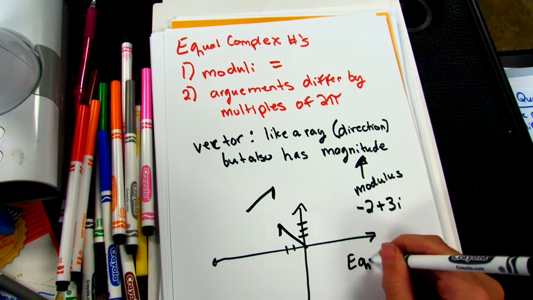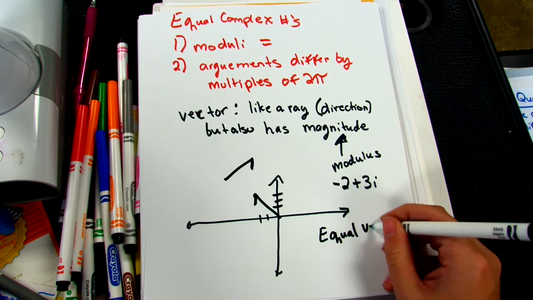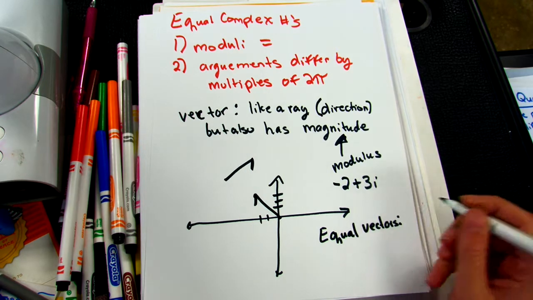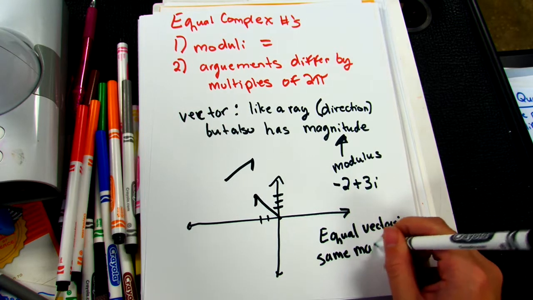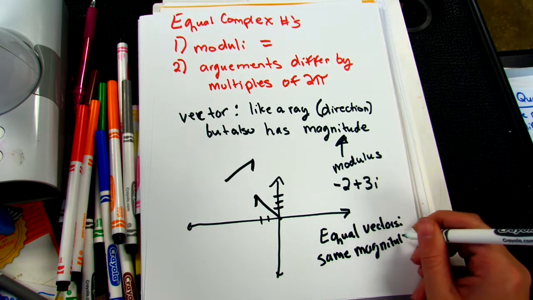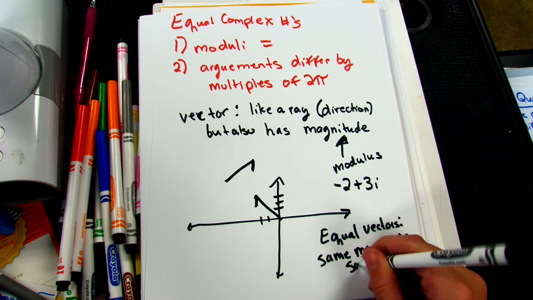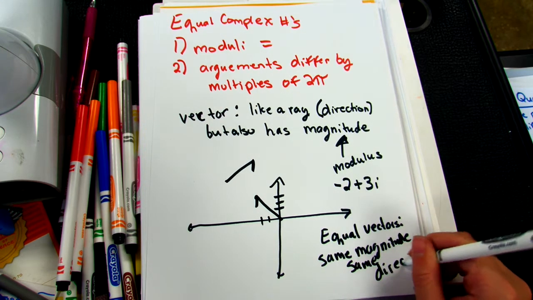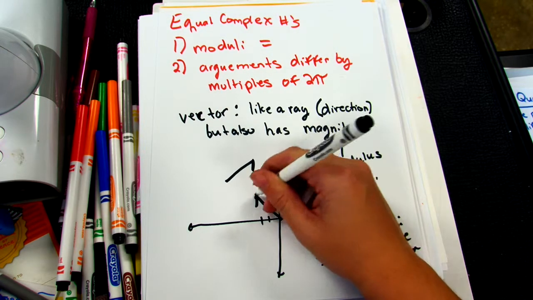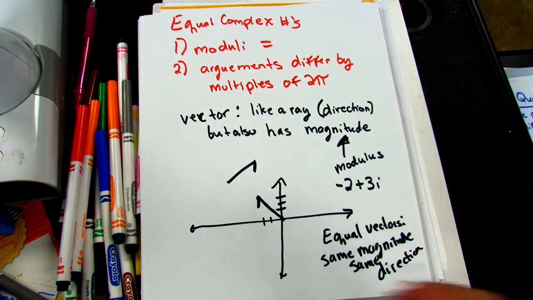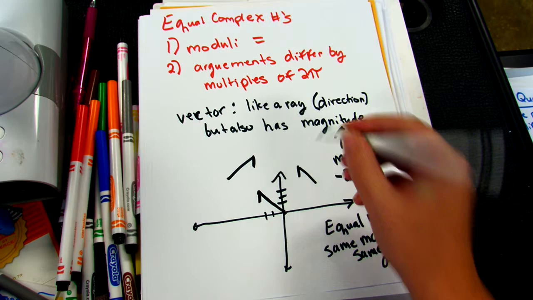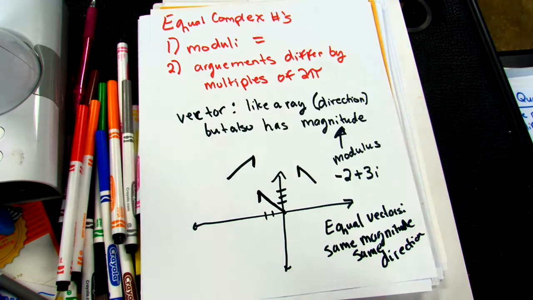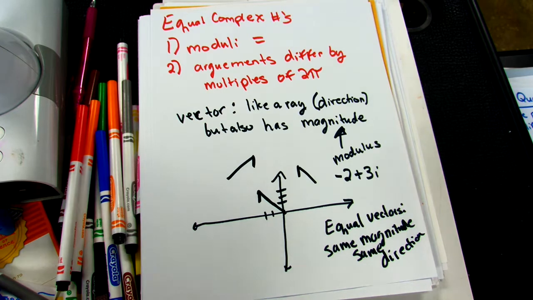So in order for vectors to be equal, they have to have same magnitude and same direction. However, they do not have to be both starting at 0. So I could have a vector over here, and as long as it has a width of 2 and a height of 3, and it's going in the same direction, then it's an equal vector, okay?